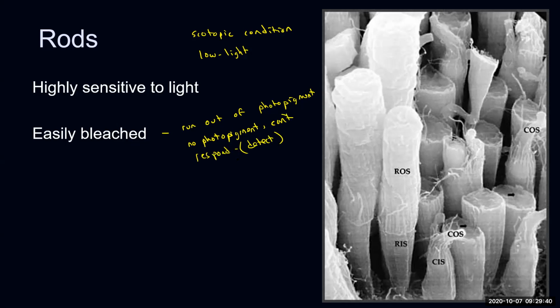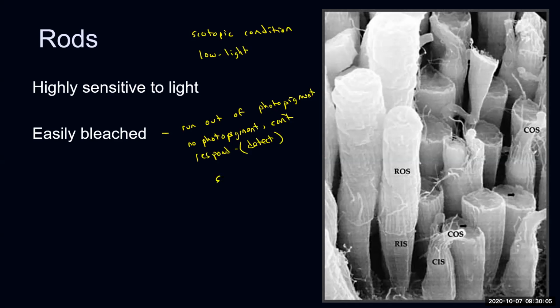So if you go out on a very bright day, for example, you can actually get to the point where you have no photopigment left in your rods. Now, you're not totally blind because you still have your cones, but this can lead to issues.